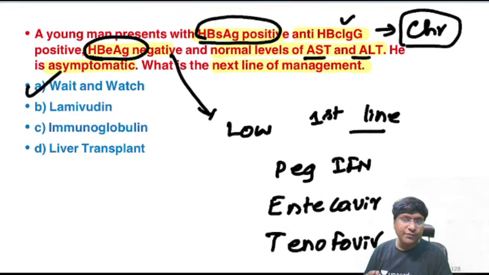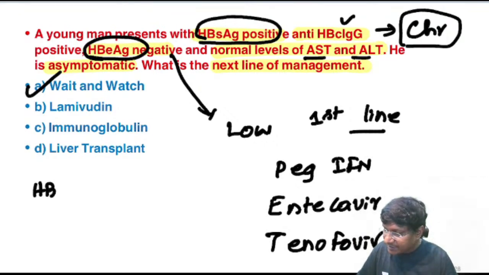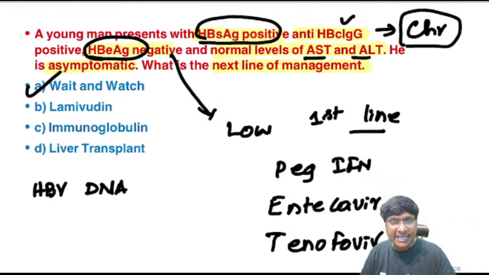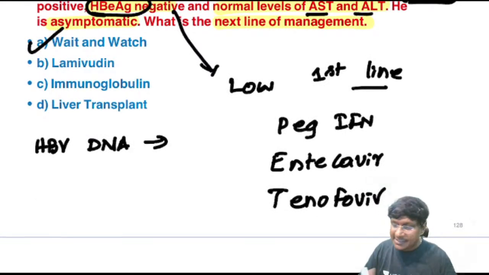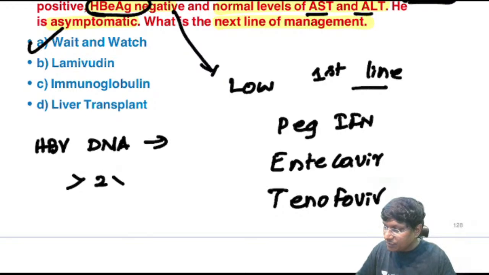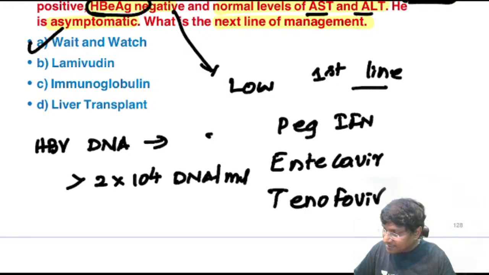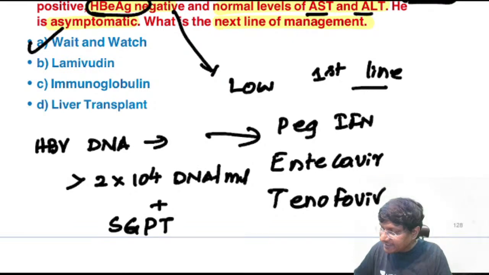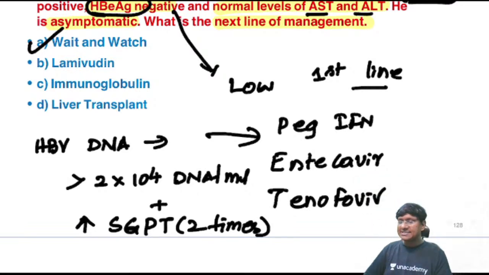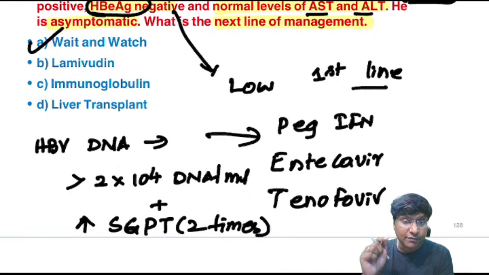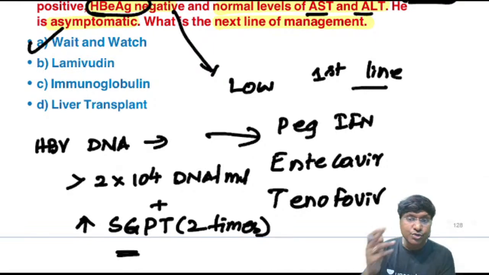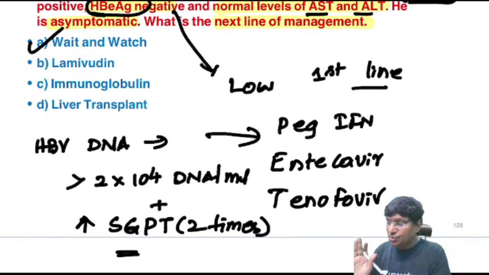Okay, so once you find that it is a chronic hepatitis B, then you have to check the HBV DNA levels. The latest data is that if the HBV DNA levels are more than or equal to 2 into 10 to the power of 4 DNA copies per ml, then you should start the treatment. And along with that, your SGPT value should be elevated 2 times. So that is about the indications for treatment. HBV DNA levels should be more than or equal to 2 into 10 to the power of 4 copies per ml, and SGPT value should be elevated more than 2 times. That is the indication to start the antiviral drugs.